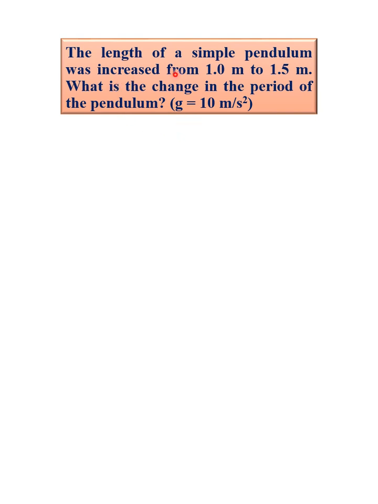It says the length of a simple pendulum was increased from 1 meter to 1.5 meters. What is the change in the period of the pendulum? Take g equals 10 meters per second squared. We are told that the original length L1 is 1 meter. Then the length was increased to another length L2 of 1.5 meters. We are to calculate the change in the period of the pendulum.